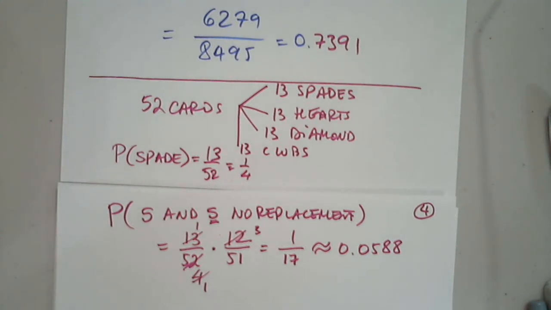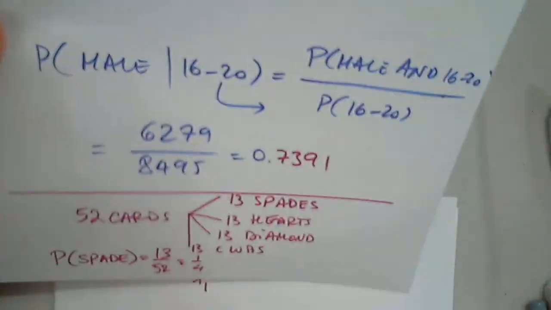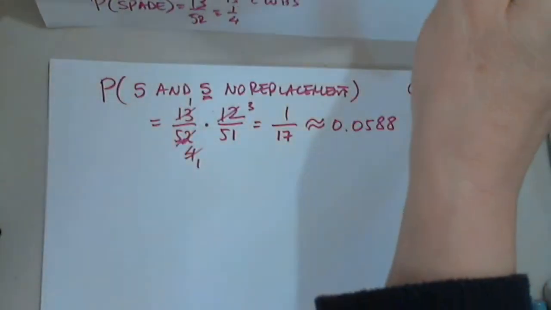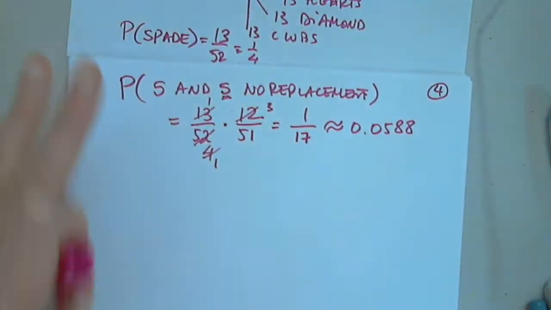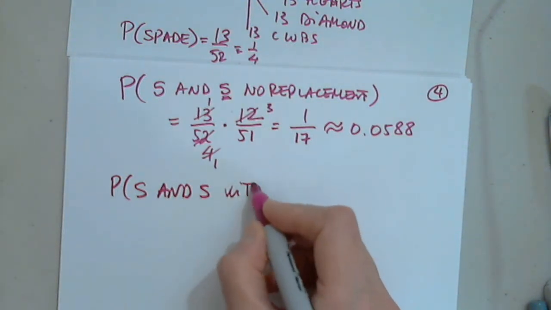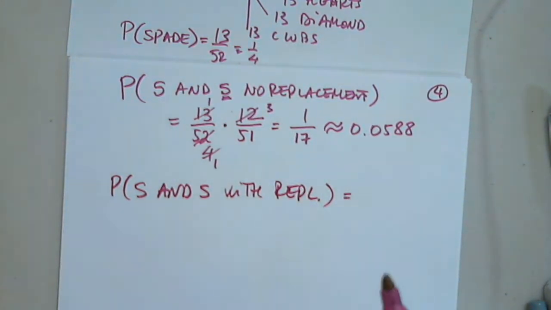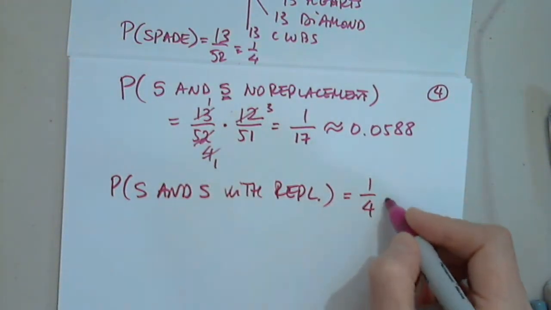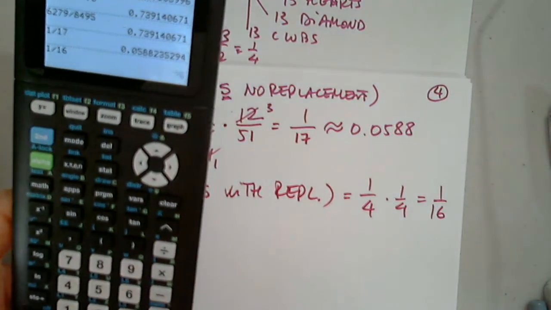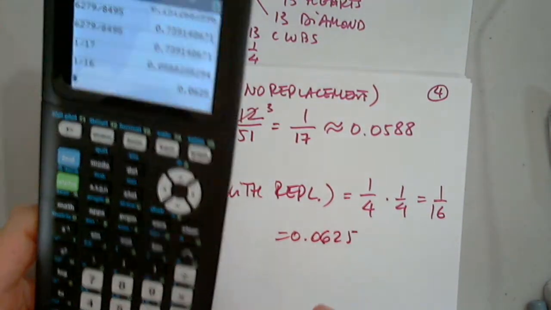Now let's see. If the sampling is done with replacement, the probability that the first card is a spade and the second card is a spade is... So let's take a look. These two events are not independent because the probability changes after the first draw. But now the probability of spade and spade with replacement, the probability does not change. It's still 1/4 and the next one is still 1/4 if we put it back. So this will be 1 divided by 16, which is 0.0625.